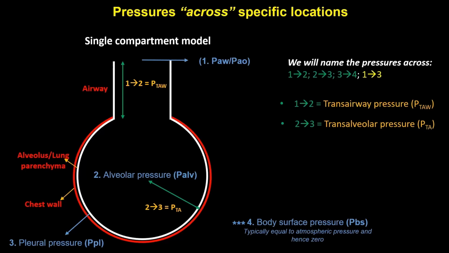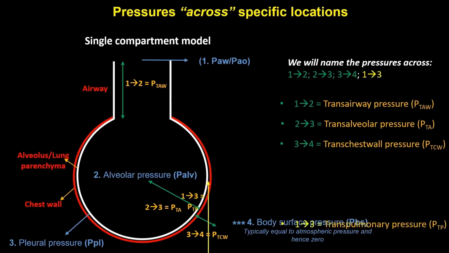The pressure between 2 to 3, so the alveolar pressure minus the pleural pressure, is the transalveolar pressure. And this, like I said, is a transmural pressure. The pressure between 3 to 4, which means pleural pressure minus the body surface pressure, which is typically 0, is the trans-chest wall pressure. It's the pressure across the chest wall. And then these are all contiguous, so easy to understand.